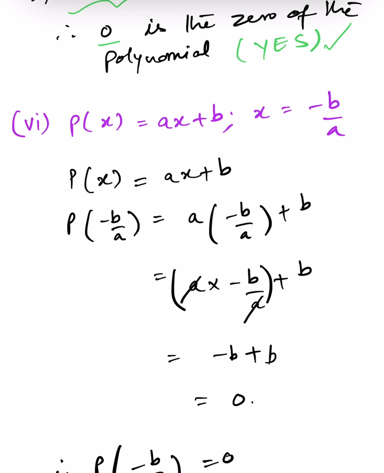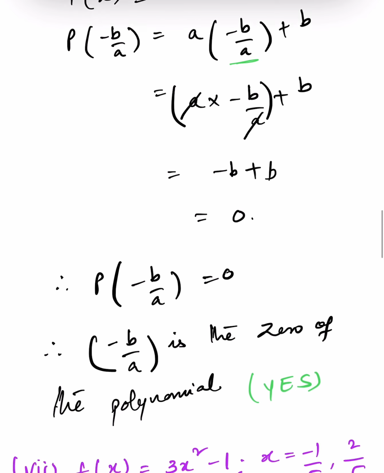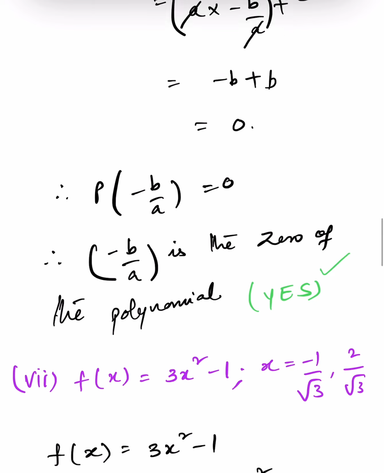Sixth bit, p of x equal to ax plus b, x equal to minus b by a. So let's substitute minus b by a in the place of x in the given polynomial. P of minus b by a equal to a into minus b by a plus b. A and a cancelled. Minus b plus b is 0. So p of minus b by a is 0. So minus b by a is the zero of the polynomial. So this is again yes.